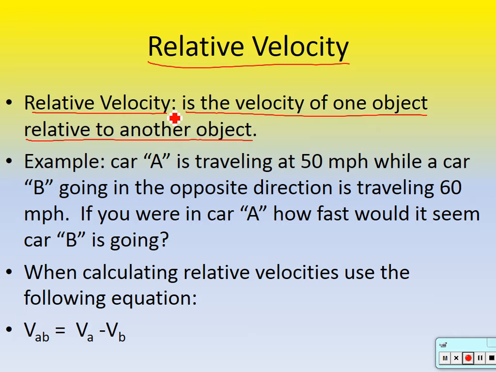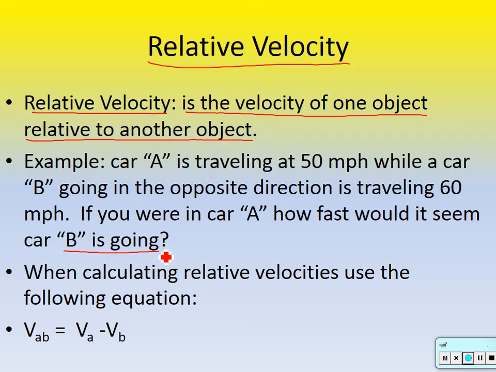Okay, an example. Car A is traveling at 50 miles per hour, while car B is going in the opposite direction and it's going 60 miles per hour. Now here's the question. If you were in car A, how fast would it seem like car B is going? Think about that for a second. We're going to come back to it.